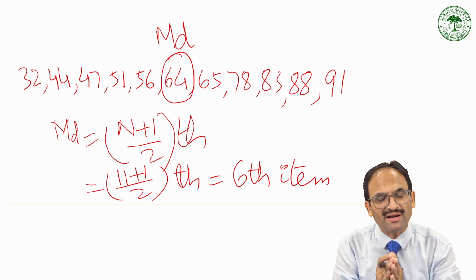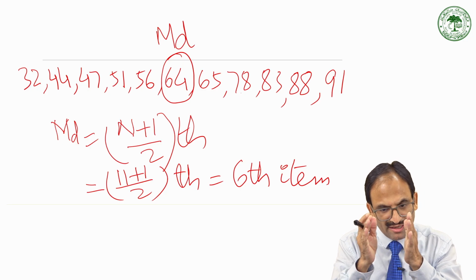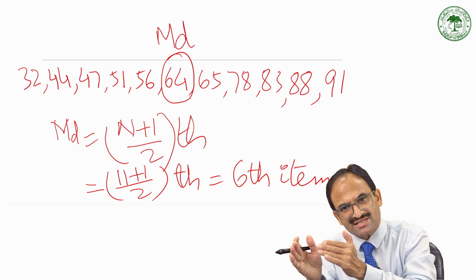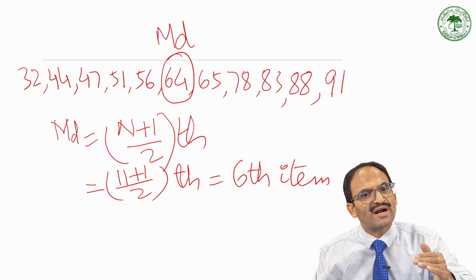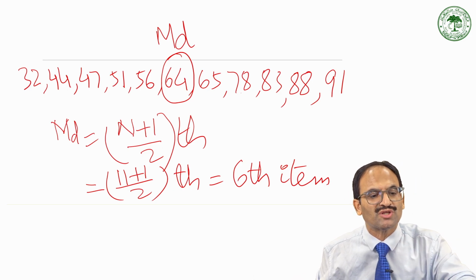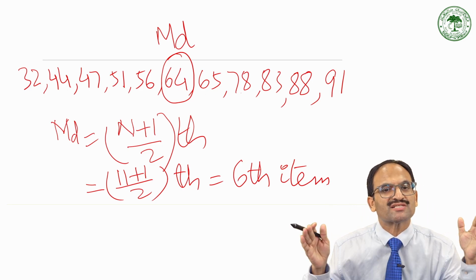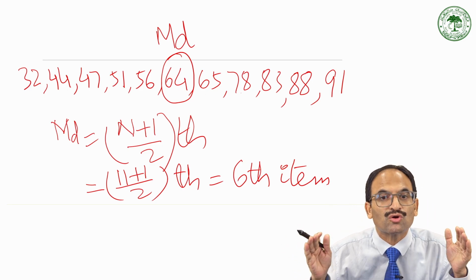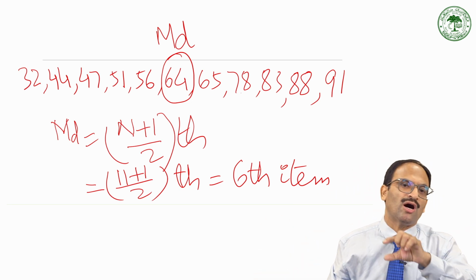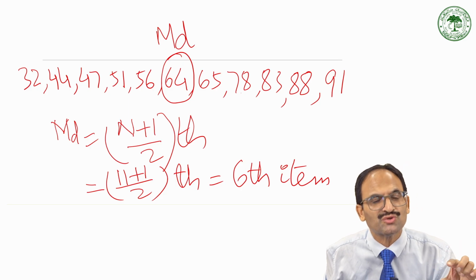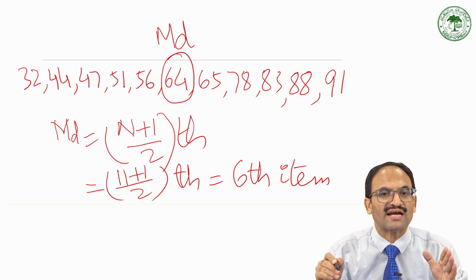Again, remember that 64 is such a number that if you move towards the right hand side, you will find 1, 2, 3, 4, 5 numbers there. If you move towards the left hand side, you will find 1, 2, 3, 4, 5 numbers there. So 64 is that number which divides the whole data set into 2 equal halves. On one side there are higher values and on the other side there are lower values. So 64 is the median of this data set.